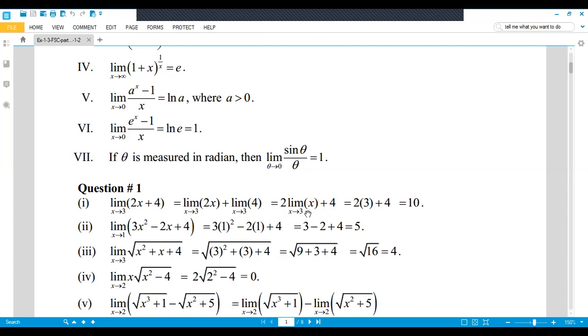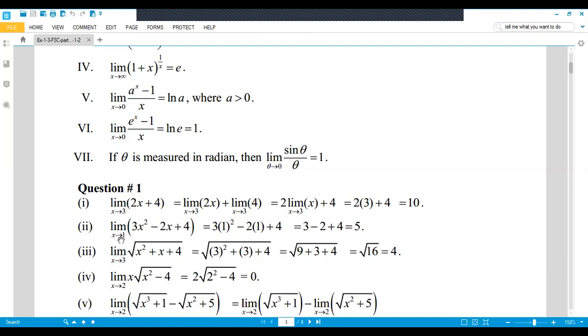When we apply the limit, remember x approaches 3. So the variable x will be replaced with 3. So 2 threes are 6. 6 plus 4 is 10. So 10 is the answer. Like this you have to solve.